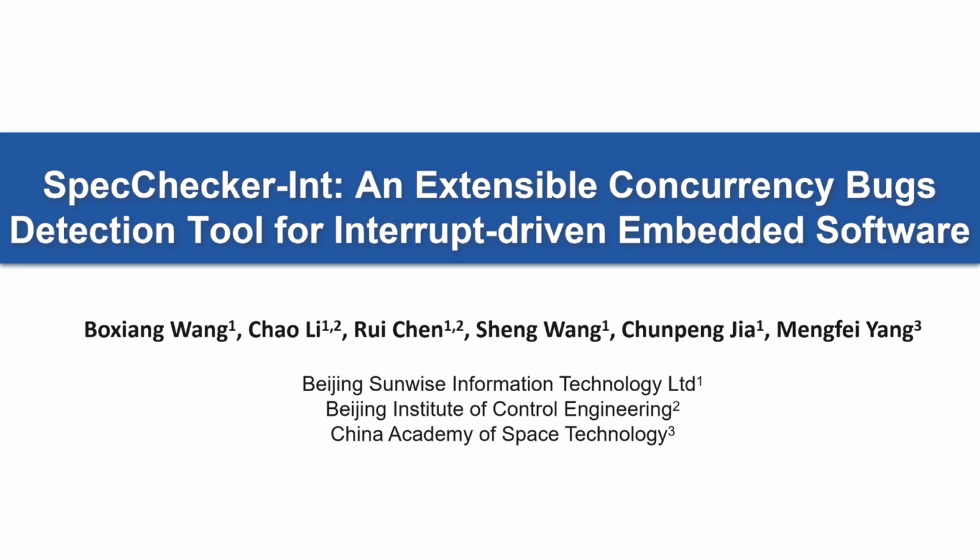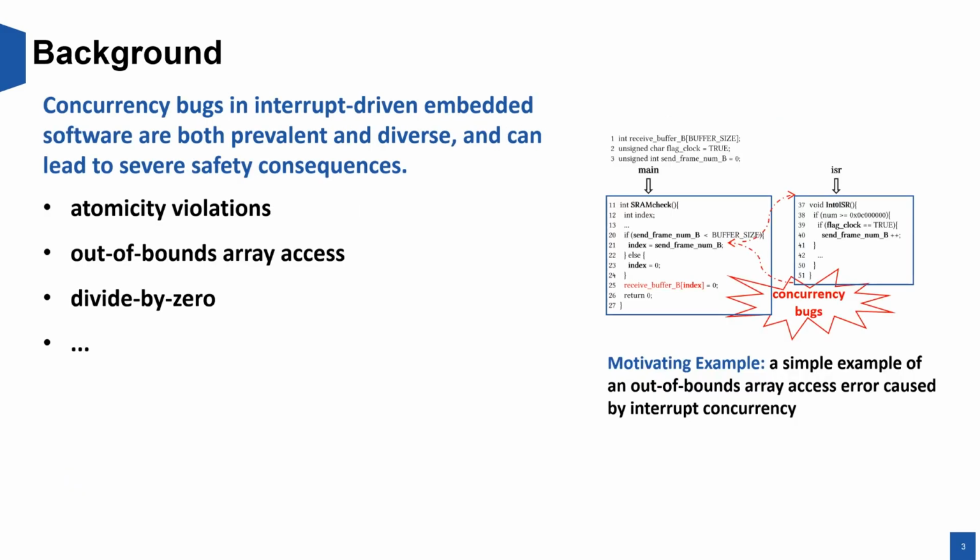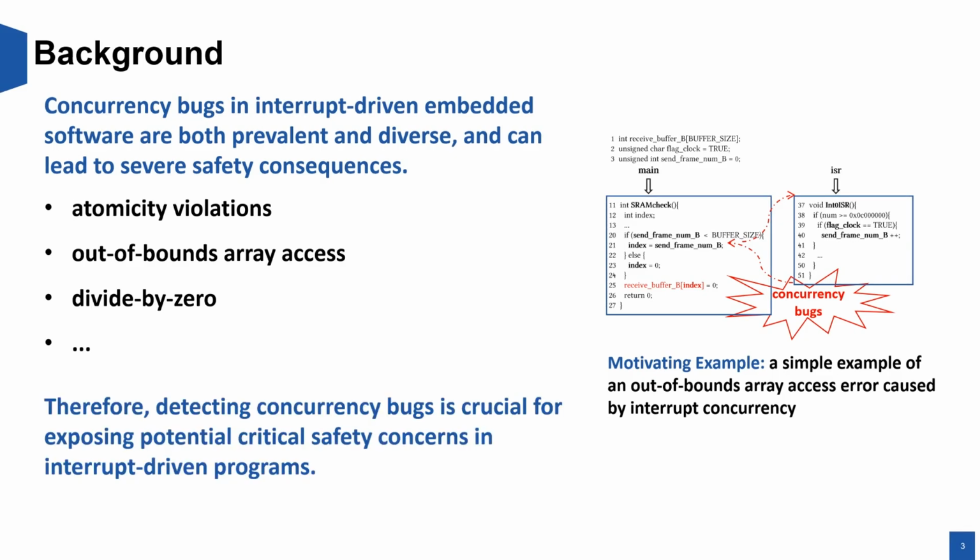Hello everyone, this video will demonstrate SpecChecker-Int, an extensible concurrency bugs detection tool for interrupt-driven embedded software. Interrupt-driven programs are widely used in safety-critical areas, including aerospace, automotive electronics, medical equipment, and so on. Concurrency bugs in interrupt-driven embedded software are both prevalent and diverse and can lead to severe safety consequences, such as atomicity violations, out-of-bounds array access, divide by zero errors, and more. Therefore, detecting concurrency bugs is crucial for exposing potential critical safety concerns in interrupt-driven programs.